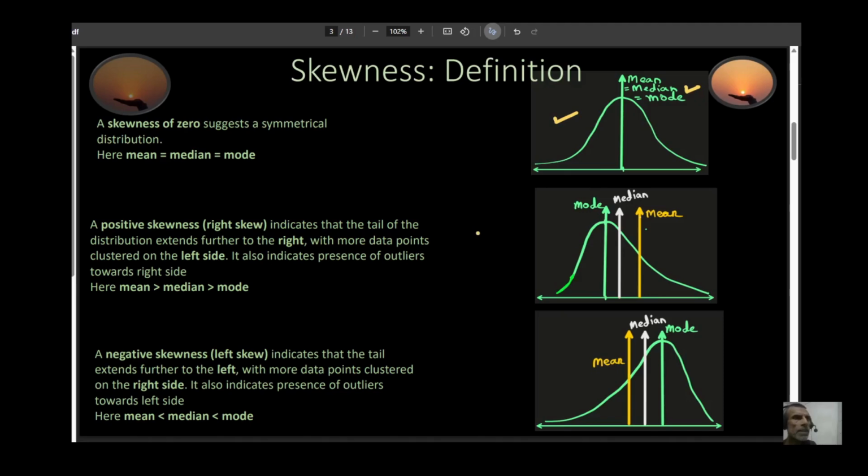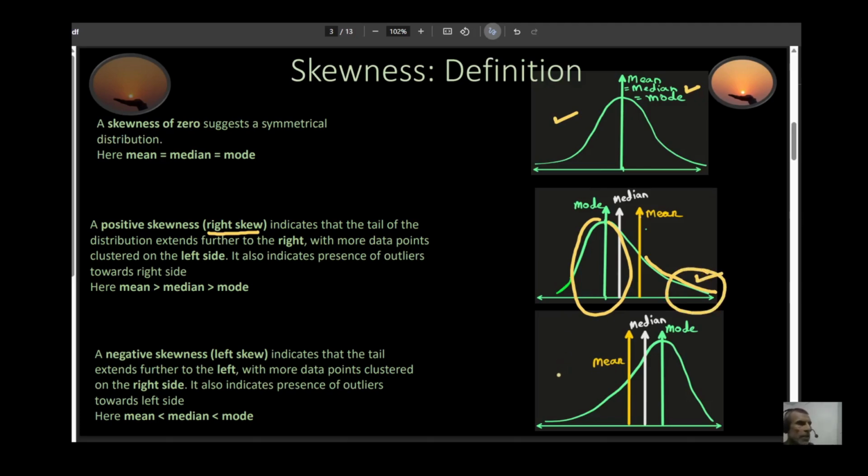On the other hand, a positive skewness, another name for that is right skew. It indicates that the tail of this distribution is extending more towards the right hand side. In other words, you have more data points clustered on the left hand side, which is this part right here. Your positive skewness also indicates the presence of outliers towards this direction right here. Because of the outlier, my tail is extending towards the right.